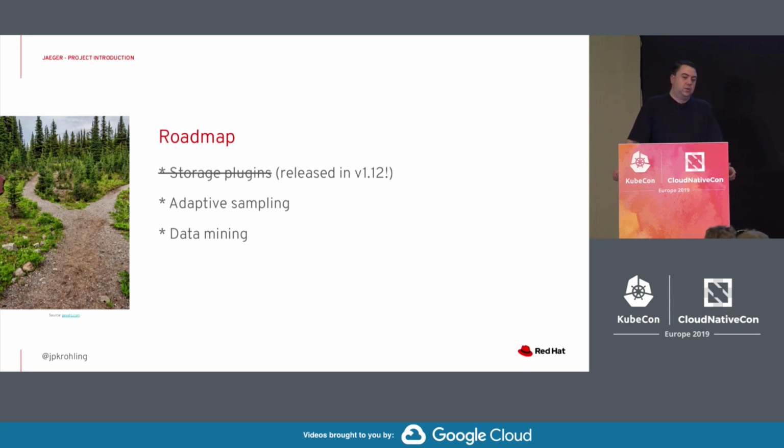But it would be very good to have the backend define the sampling based on actual usage. If you have a low traffic application, you probably want to store everything. And if you have a high load or very critical application, you probably want to store only a few traces. Those decisions could be made by the Jaeger backend, and this is what we call adaptive sampling.